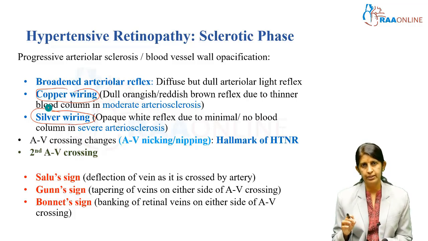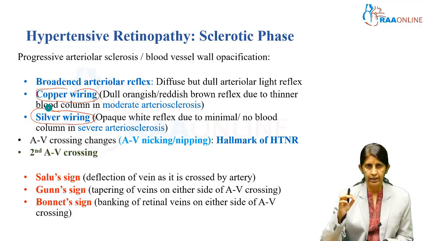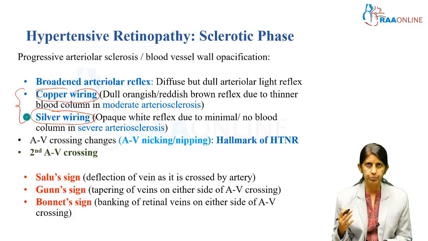Copper wiring you will see as a dull orange reddish brown reflex due to a very thin blood column. As the artery is attenuating, the blood column is becoming thinner, so you will have this copper wired appearance. A silver wire is a white reflex that emanates because of severe arterial sclerosis. That means, by the time it reaches silver wiring, the arteries have become almost thread-like. When you see these signs in the eye, you know that retinopathy has progressed to a very large extent.